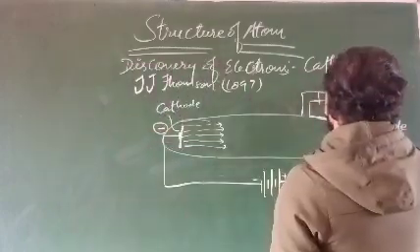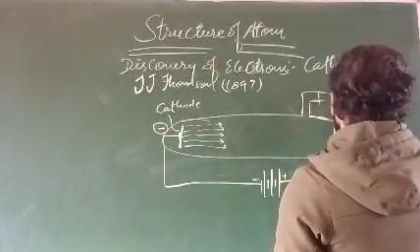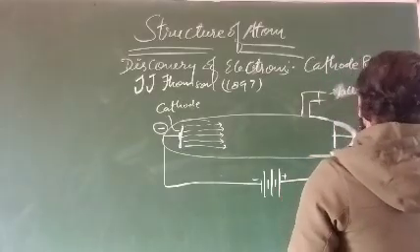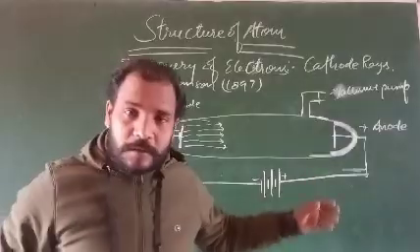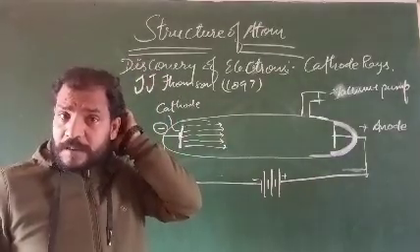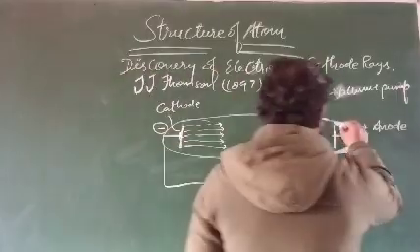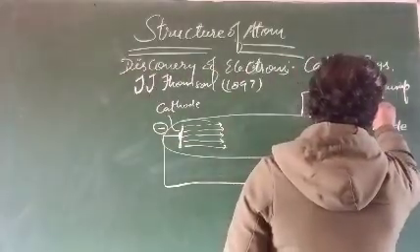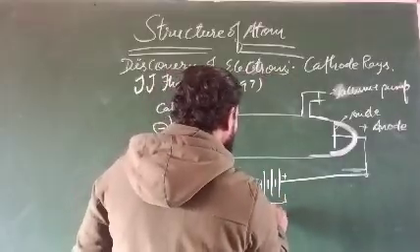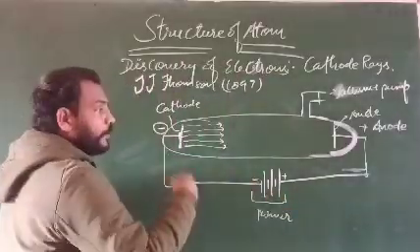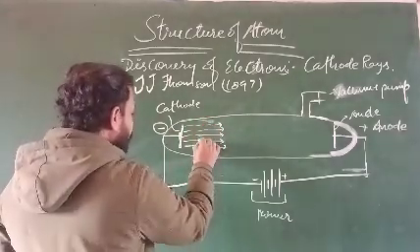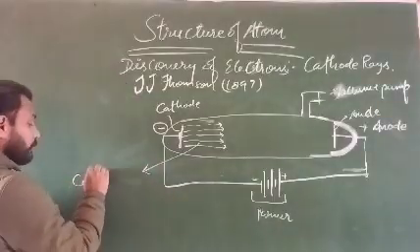Here is the vacuum pump, which is used to reduce the pressure inside the discharge tube. Here this one is the anode, and this one is the power source to provide high voltage. These are the cathode rays.